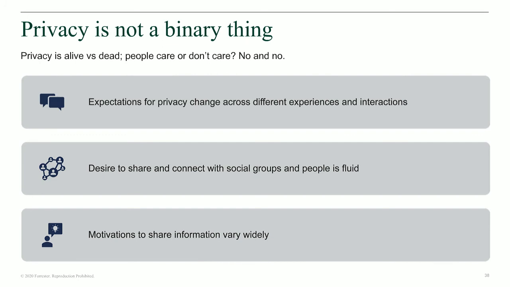For people, their expectations for privacy can change across different experiences, different types of interactions. Our expectations for privacy at work with our employer are going to be perhaps different from what we have from a retailer that we go buy shoes from, versus our expectations for privacy when we are, let's say, at the doctor's office. And then our desire when it comes to sharing and connecting with different social groups and people is also a fluid thing. So much of it depends on that relationship as well as the nature of the interactions that we have. And then our motivations to share information also vary widely. So let's say concerns when it comes to dry skin is something that you might share with a cosmetics salesperson. Wrinkles, everything. But this may not be something that you want to see targeted ads for.